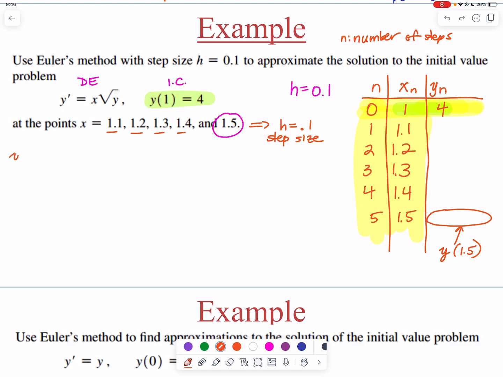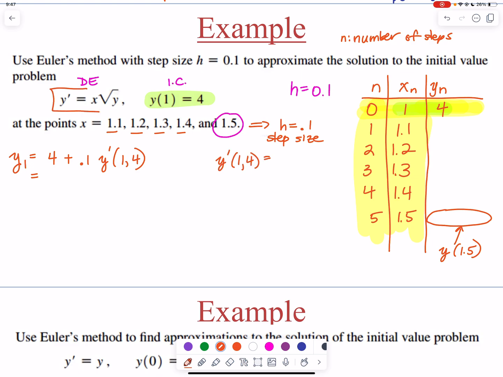So let's go ahead and begin. y sub 1 is the previous y value plus h, which is 0.1, multiplied by y prime evaluated at the previous point. So there's that. And actually I could have filled in this initial y value of 4. Okay, we're going to go ahead and figure that out right here, but let's find y prime evaluated at 1, 4.